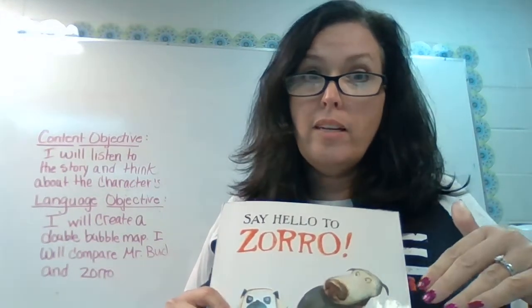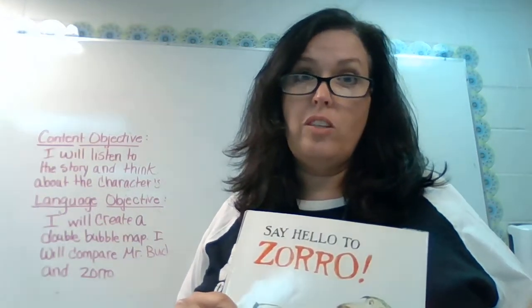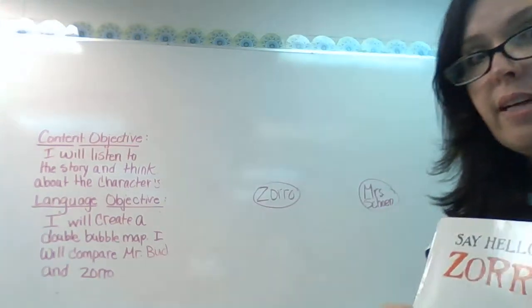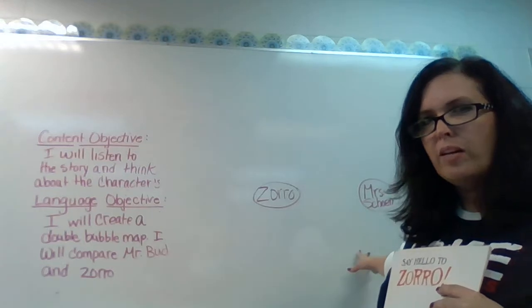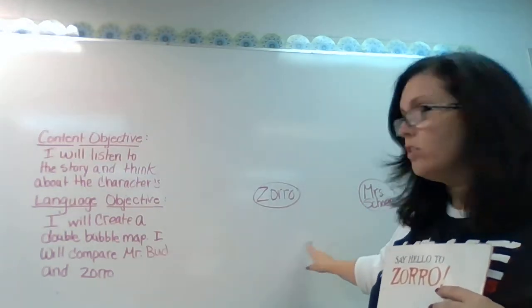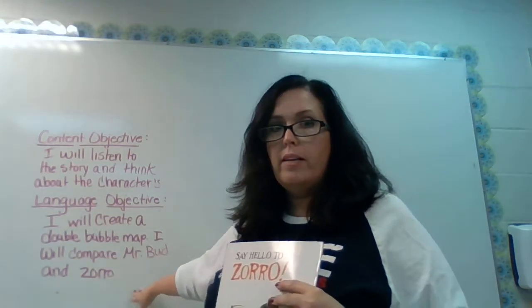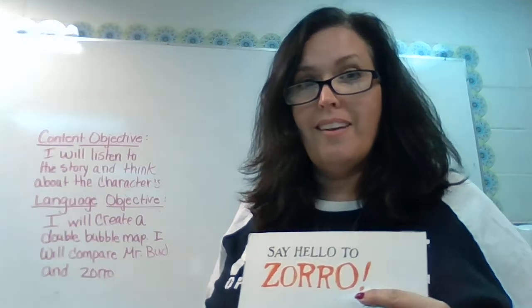I'm going to show you how to do a double bubble map again because it might have been a while since you've actually done one. So the double bubble map that I'm going to make is I'm going to compare Zorro to myself and how we're alike. So that will show you how to do it so that you can go back and then you can create how Mr. Bud and Zorro are the same, okay? So I hope it makes sense. All right, here we go.